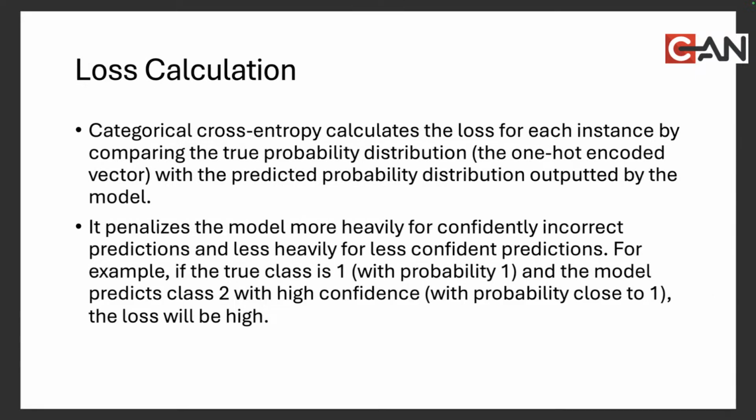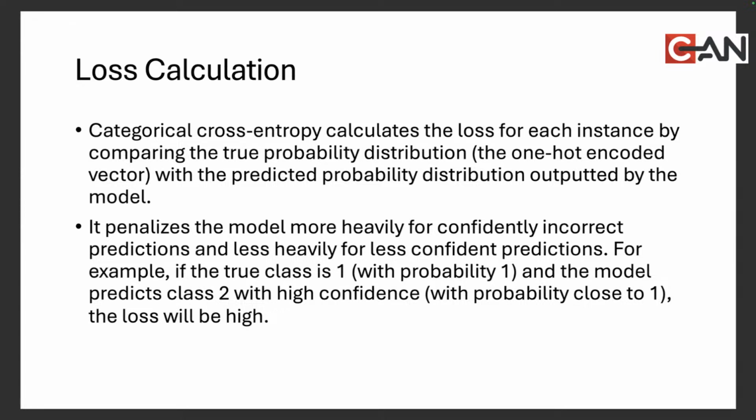So the categorical cross entropy calculates the loss for each instance by comparing the true probability distribution, which is a one hot encoded vector, with the predicted probability distribution output by the model. So you're essentially running your log loss function, but across all of the different classes. So you're running that n times across all the classes.